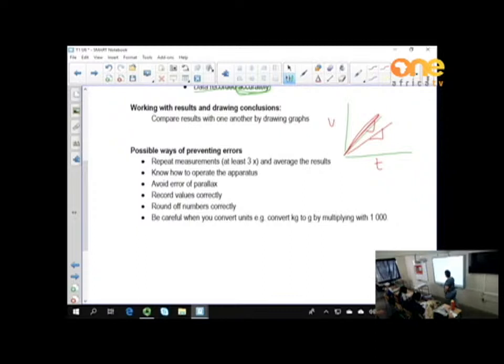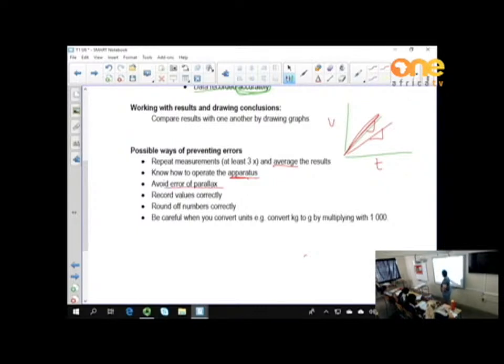Okay, yeah. Repeat measurements and take the average. Know how to work the apparatus. It doesn't help you have to work with a burette and you can't take the reading on a burette. Or if you have to work with a thermometer and you don't know where to take the reading. For that matter, if you have to work with a measuring tape and you don't know how the reading works on a measuring tape. Because that is also a problem. Do you understand? Okay.